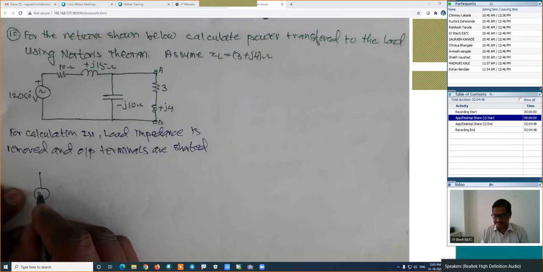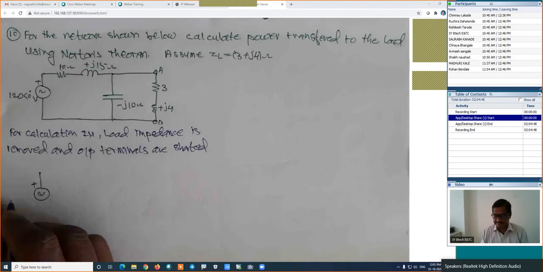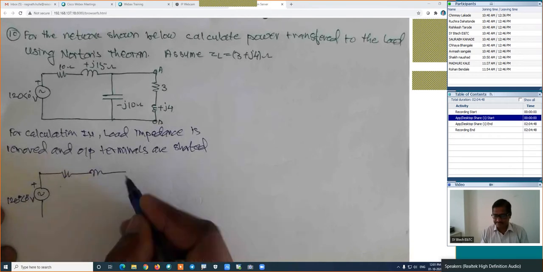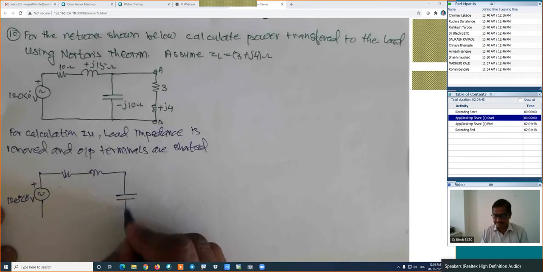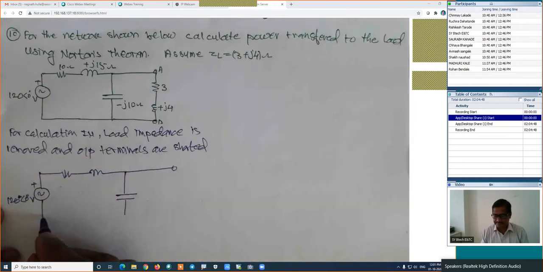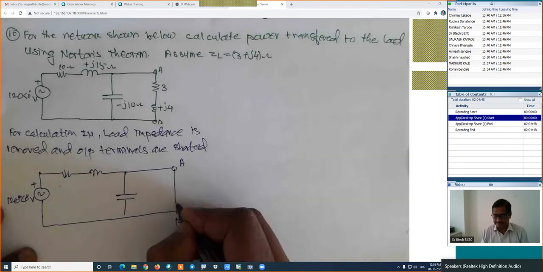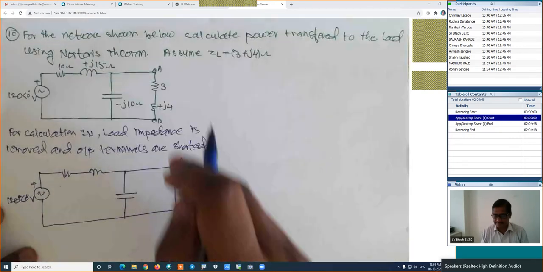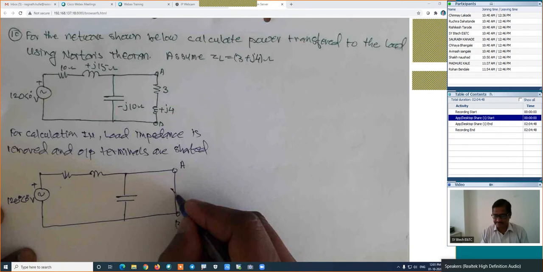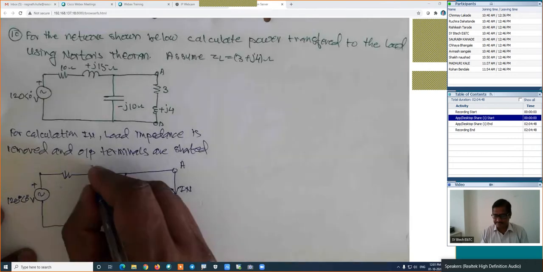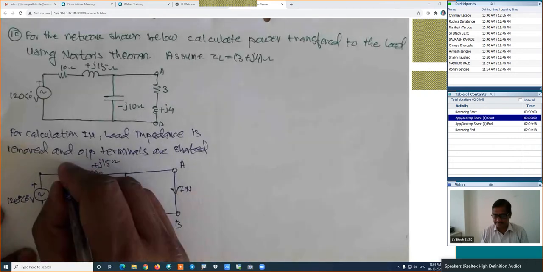Here is the source. At this instant we are calculating its value: 120 angle 0 degree volt. There is the capacitor, and this is the terminal A and B. We are shorting this terminal because 3 plus J4 is replaced by the short circuit. We are interested in this current, which is Norton's current. This is minus J10 ohm, this is plus J50, this is 10 ohm. Is it right?